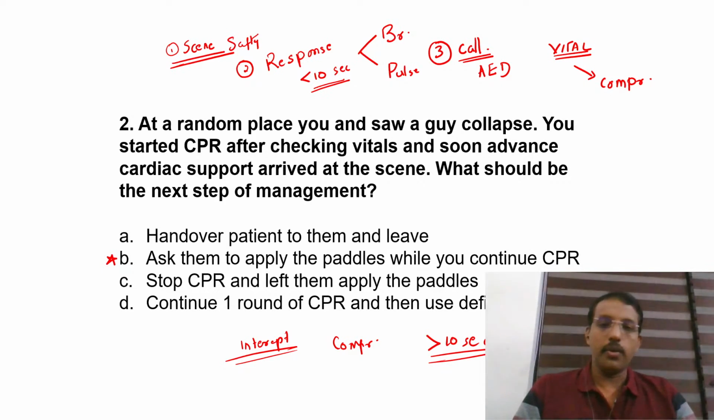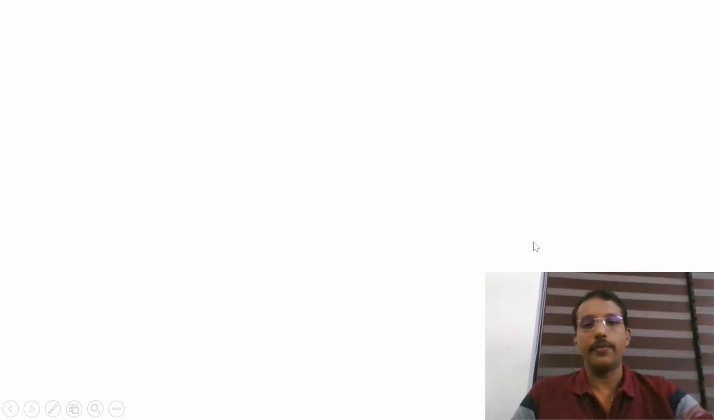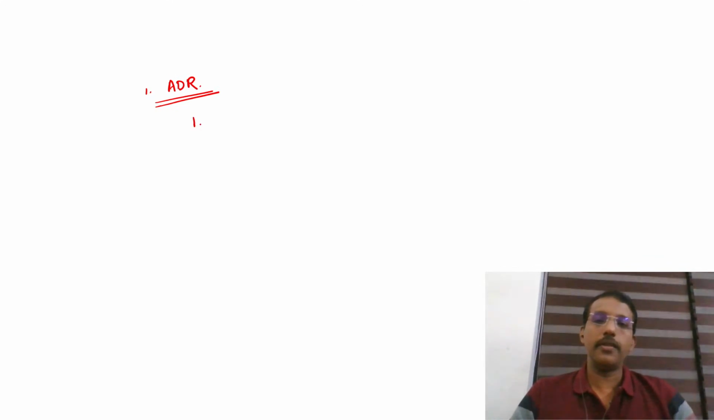Okay. Now, continue one round of CPR and then use defibrillator? No, the concept is as soon as the defibrillator is ready, early defibrillation is the rule. Early defibrillation is the rule. Okay. So, I hope the point is clear. Now, we will just discuss something about the drug of choice, which is adrenaline. As you all know, the drug of choice is adrenaline. It has to be given 1 milligram.